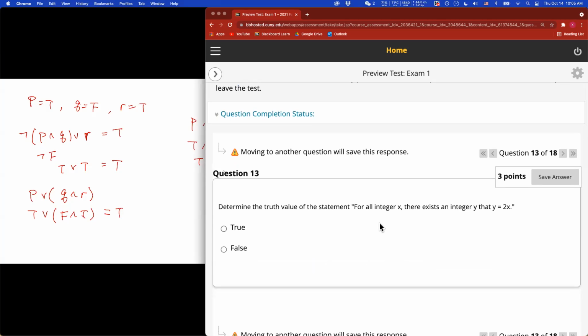Okay, next you have, for all integer x, there exists an integer y that y equals 2x. True? Yeah, for every x, there exists a y. So you just set y equal to 2x. So this is true.